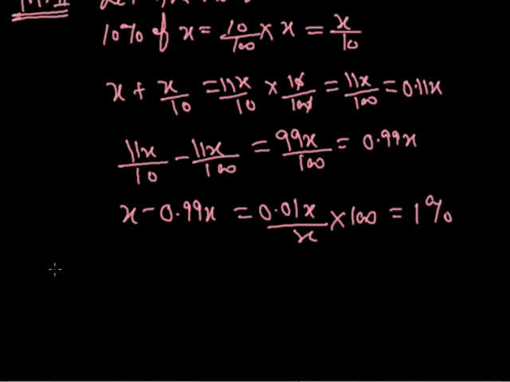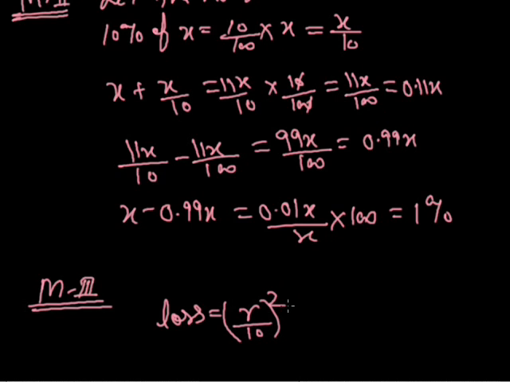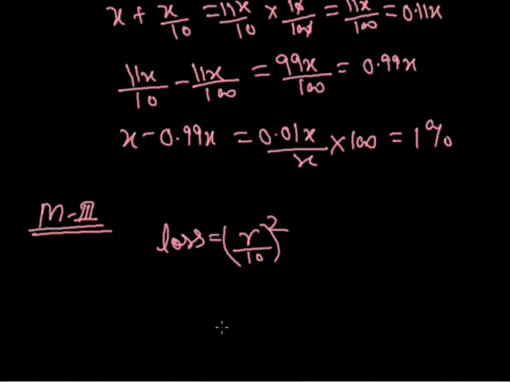Okay. In both ways you can solve the sum, and we also have a direct formula for that. In this case, if we are increasing a number by some percentage and then decreasing the number by the same percentage, then we can use a formula: loss is equal to (r by 10) whole square. Here r is the percentage that we have changed, increased first and then decreased. We can use this formula only for this type of question.